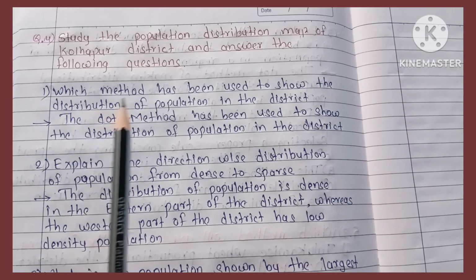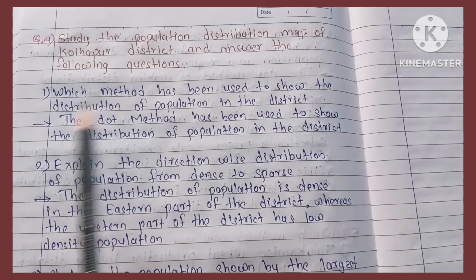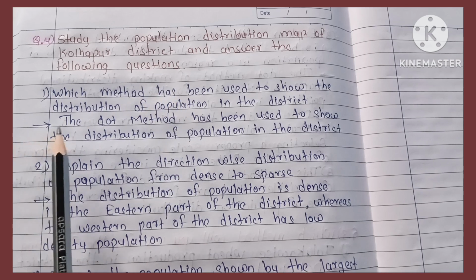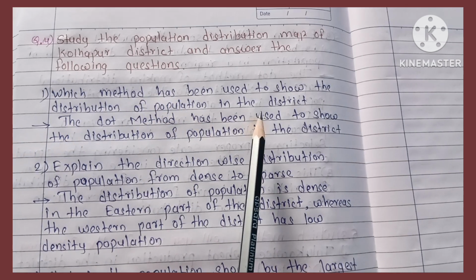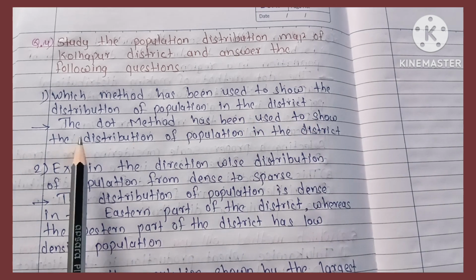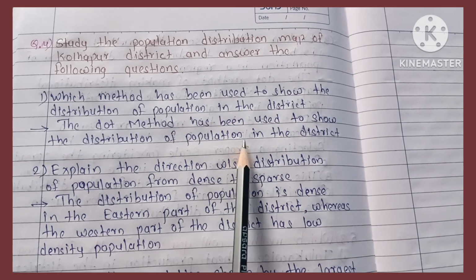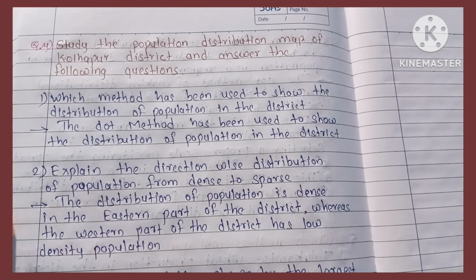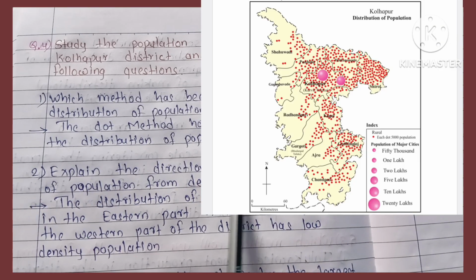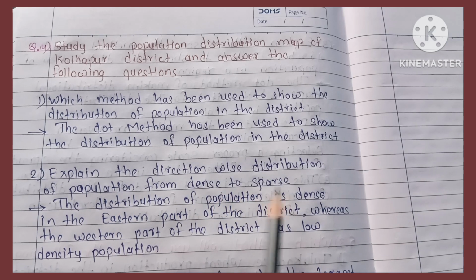Fifth question, study the population distribution map of Kolhapur district and answer the following questions. First, which method has been used to show the distribution of population in the district? Answer: Dot method has been used to show the distribution of population in the district. Next, explain the direction-wise distribution of population from dense to sparse.